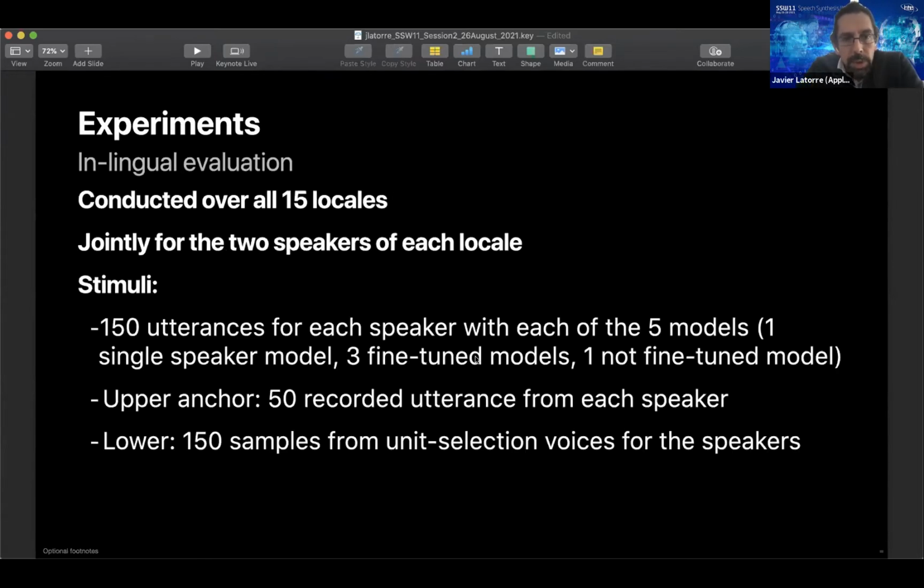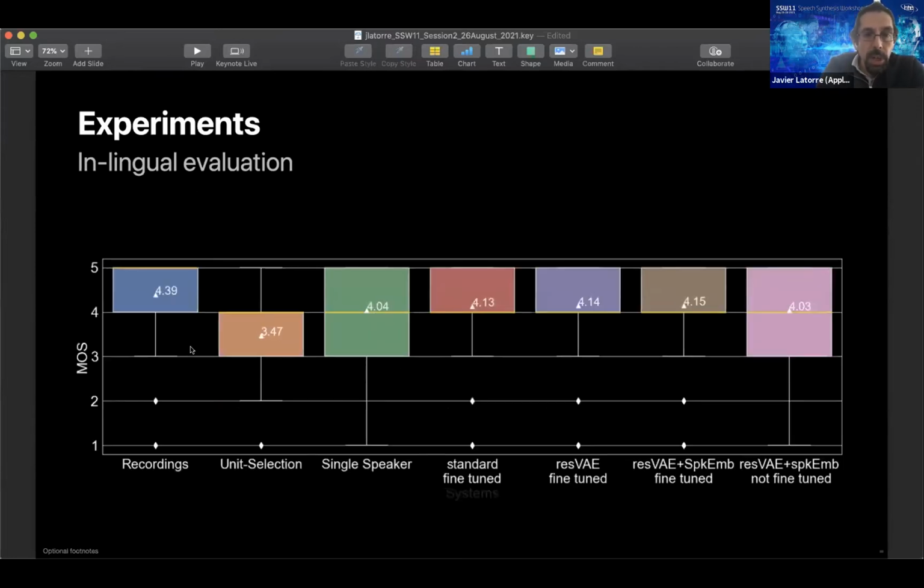So for the lingual, the first bit where the language matches, we ran it over all the 15 locales, and for each locale, we put the 2 speakers jointly. So in total, we had 150 utterances for each one of the 5 models. So it's the single speaker, the 3 fine-tuned, and the one with the speaker embedding, non-fine-tuned. And we also added as an upper anchor 50 recordings and as lower anchor unit selection. So in total, we had quite a lot of stimuli for each speaker.